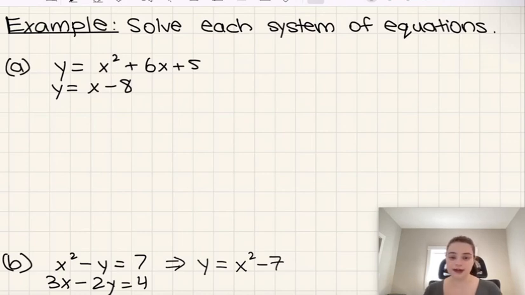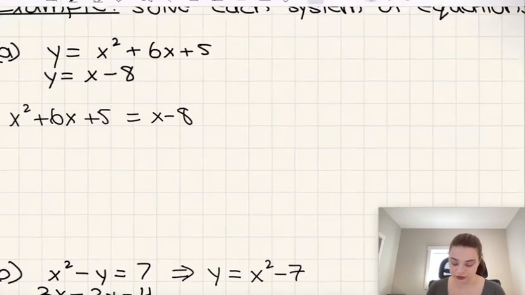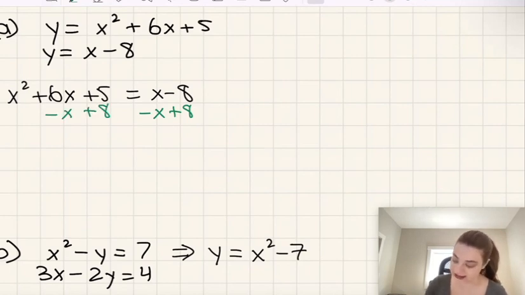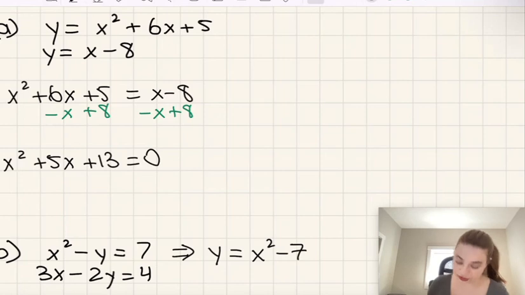For this first one, I'm going to use substitution, which will be pretty simple because we have y equals something for the linear and also y equals something for the quadratic as well. So we can just say, well, then those two things must be the same. x squared plus 6x plus 5 must be equal to x minus 8. Then I'm going to add 8 to both sides and subtract x from both sides. So minus x plus 8 so that those cancel, and then minus x plus 8 on this side as well. And that's how I'm going to get x squared plus 5x plus 13 is equal to 0.